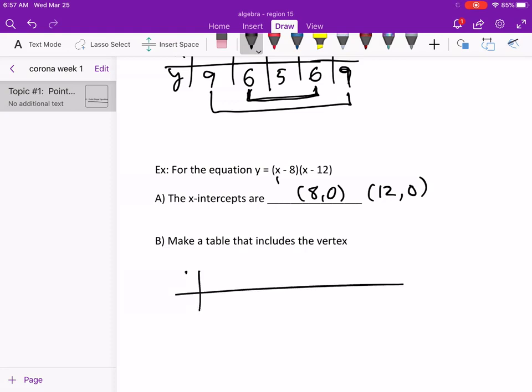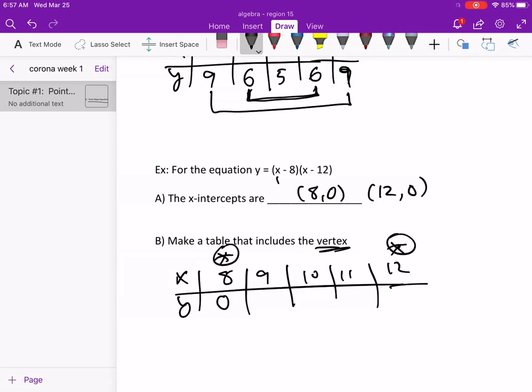To make a table for this, I would definitely want, it says vertex, I'll worry about that later. I definitely want to have the 8 in my table, because that's such an easy number to plug in. And I'm just going to go by ones here until I get to 12. I want 8 and I want 12 because those seem like they're important points. If I plug a 12 in for x, of course I would get a 0 for y, and then I'll just follow my table.